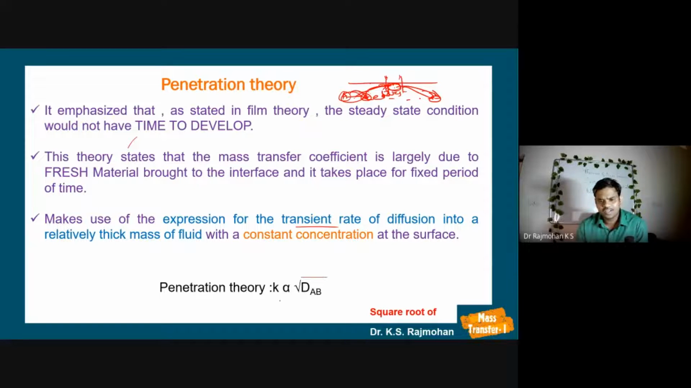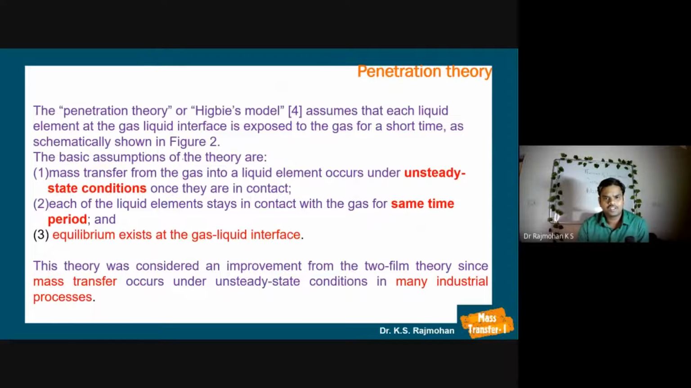And according to this theory, penetration theory, mass transfer coefficient K is proportional to DAB power 0.5. So as I said, when I say K is proportional to DAB power n, here n equal to 0.5 for penetration theory. Okay, so according to this penetration theory, which is also called as Higbie's model, it assumes that each element at the gas liquid interface is exposed to the gas for a shorter time. As I said, it comes to the interface and each molecule is exposed to a short time.